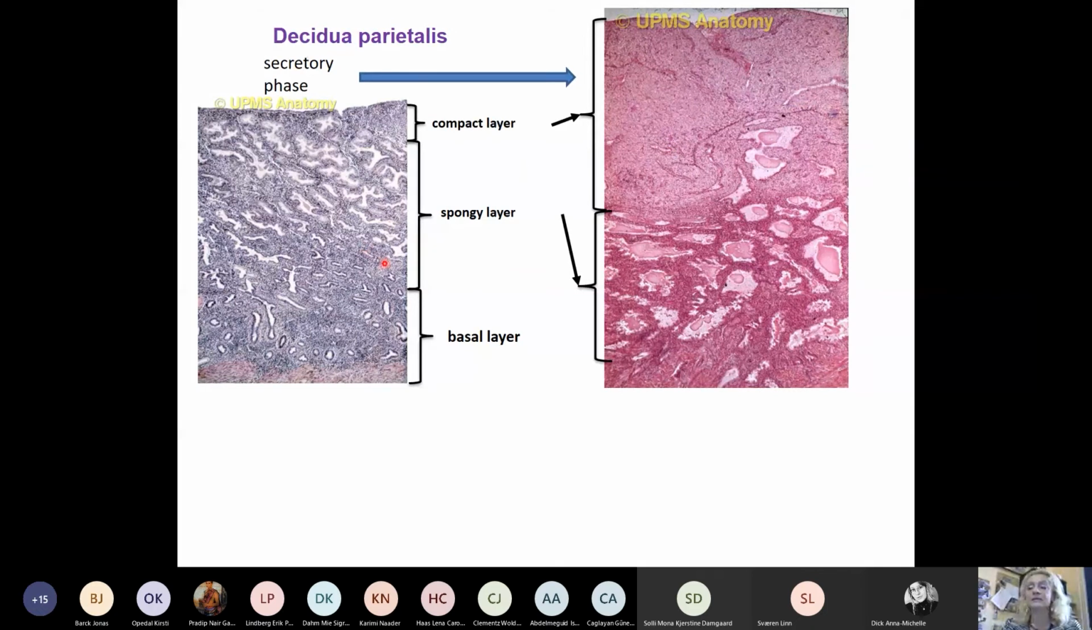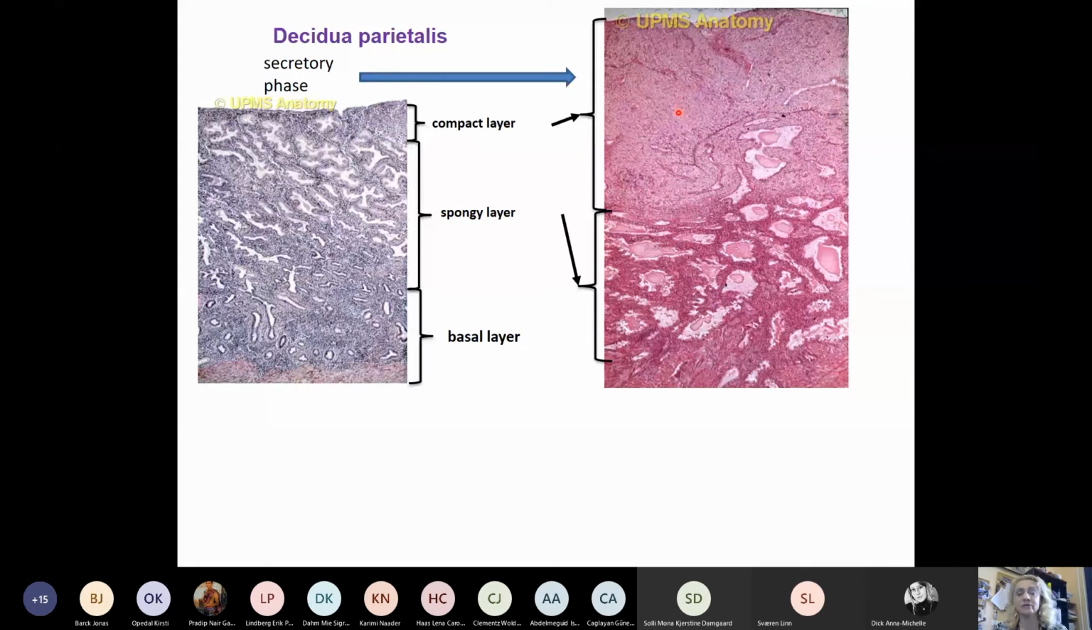I told you that in the secretory phase, you can kind of distinguish the compact layer from the spongy layer. The compact layer, the name tells you that it's where the cells are more compact. Spongy is like a sponge. So these are the really enlarged glands. But you can really distinguish these two layers in the Decidua parietalis. You can see here the difference. This is the spongy layer with the enlarged glands, sponge-like appearance, and this is the compact layer.